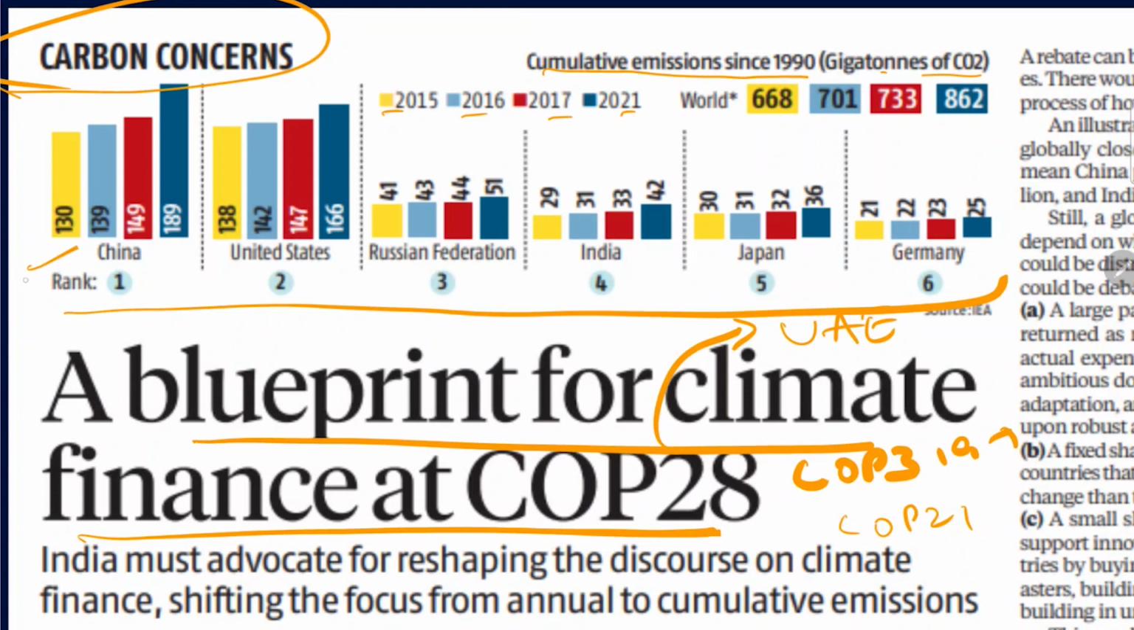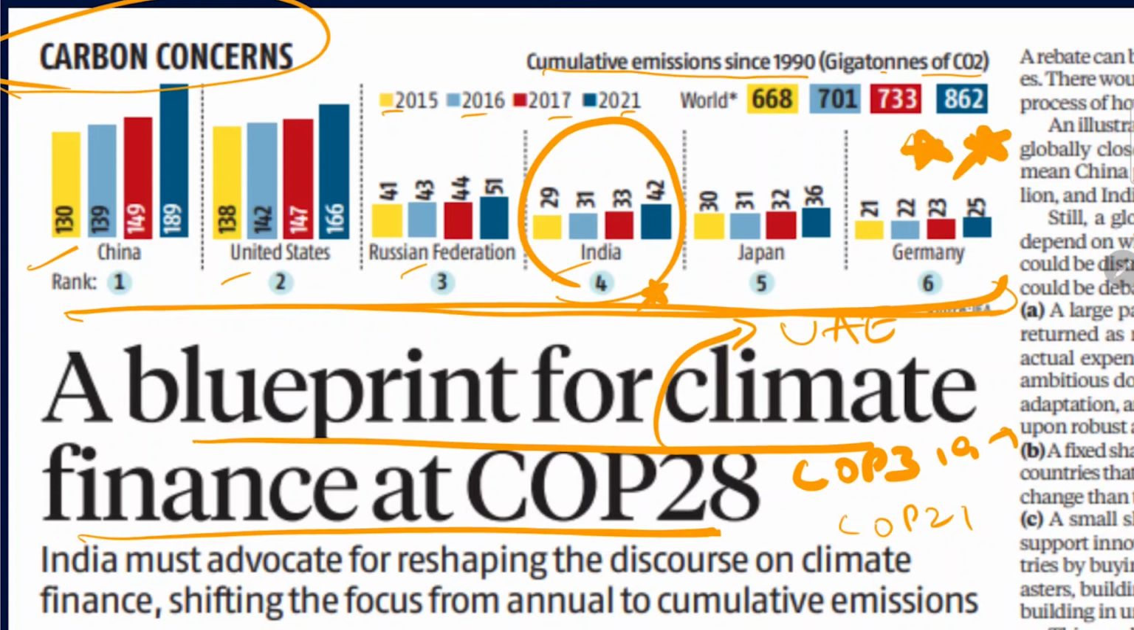Cumulative emissions: China is number 1, United States number 2, Russia 3. India is in 4th position in cumulative emissions since 1990. So this order will become very important for prelims. Mark this up: first is China, United States, Russia, India, Japan and Germany.